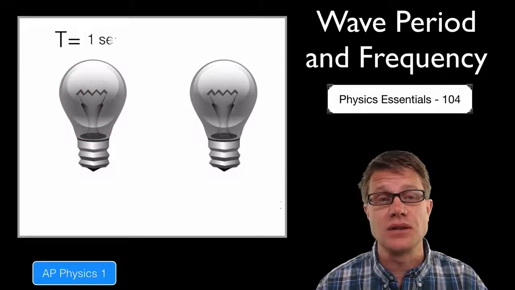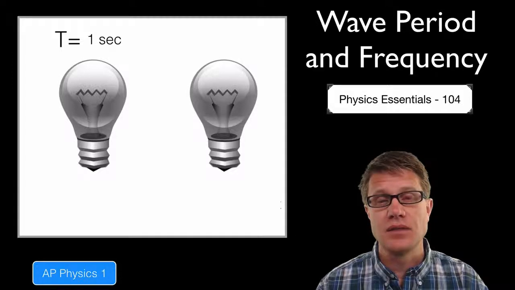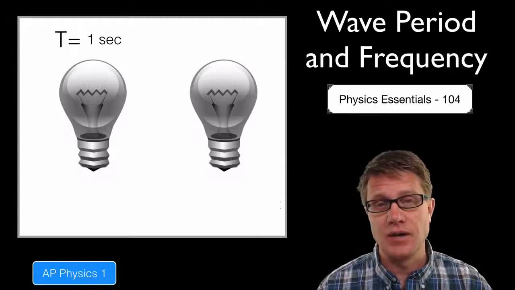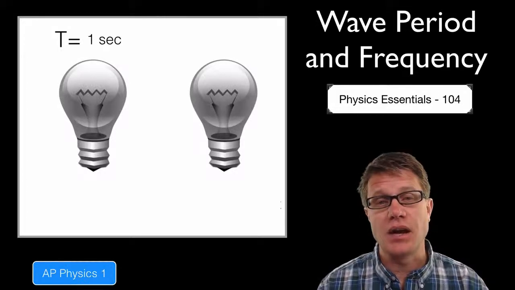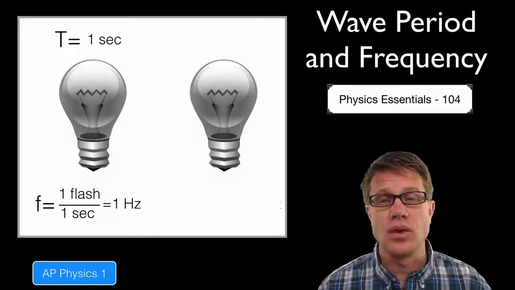And the right answer is there's 1 second. And so the period, or capital T, is 1 second. There's a flash every 1 second. That's the period. What's the frequency then? Well, we're having the flashes, and so it's how many flashes we have per second. And since we have one flash every second, our frequency is one flash per 1 second. Now, the unit for that is going to be hertz. And so our frequency is 1 hertz.